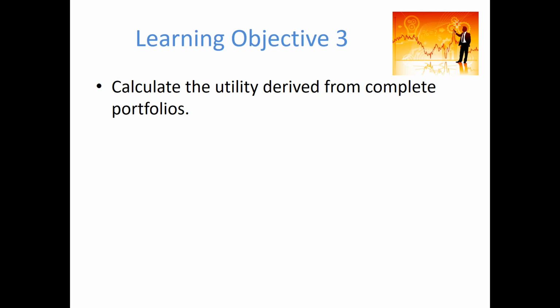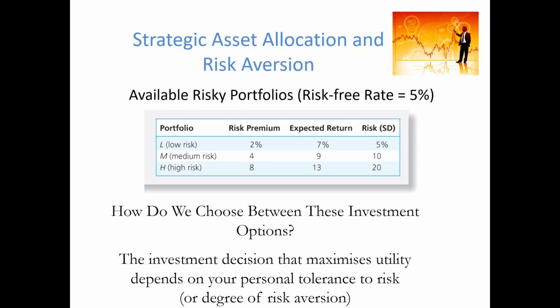This is learning objective 3. In order to determine which asset allocation decision is optimal for an individual investor, we need to be able to calculate the utility that's derived from complete portfolios. So we mentioned earlier that the strategic asset allocation decision is one where an investor looks at their own personal characteristics and uses that to form an asset allocation in the long run.